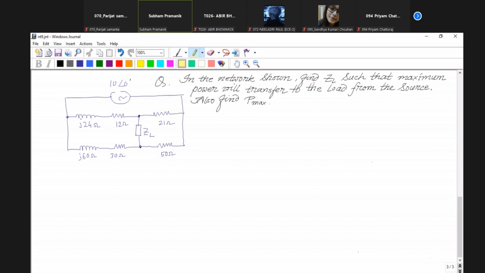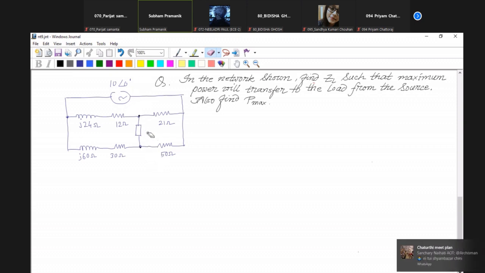In the network, find ZL such that maximum power will transfer to the load from the source. At least find the ZL. How to find it? How do we find ZL? We find the Thevenin equivalent from this point. We short circuit the voltage source.